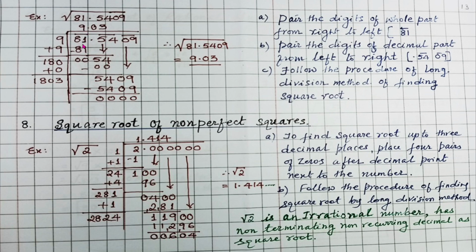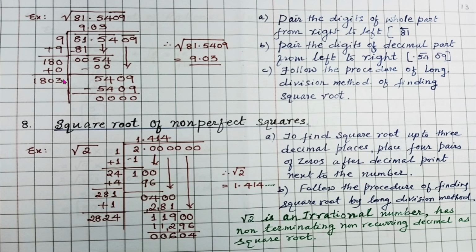So first of all, choose the first pair, then select a digit, that is 9 nines are 81, as you have seen here. 9 nines are 81, so 81 minus 81 is 00. Then add 9, it becomes 18. Now bring 54 down. I cannot take any other digit other than 0, so 180 into 0 becomes 00. Then 54 minus 00 becomes 54. 09 you can bring it down, that means the number is 5409. Add 0 here, it becomes 180.